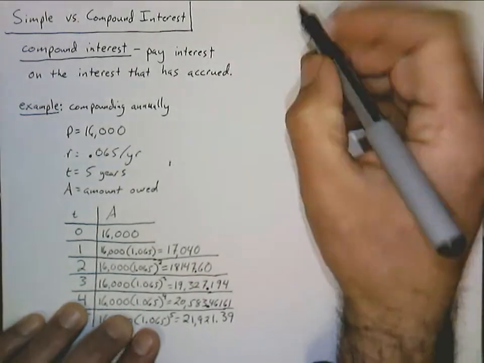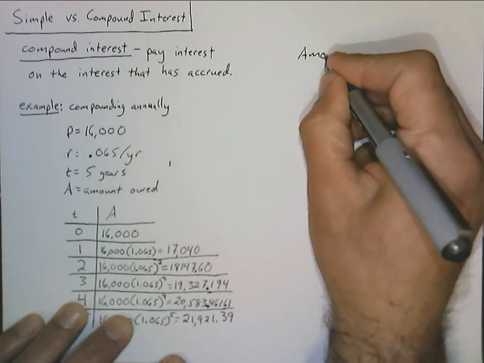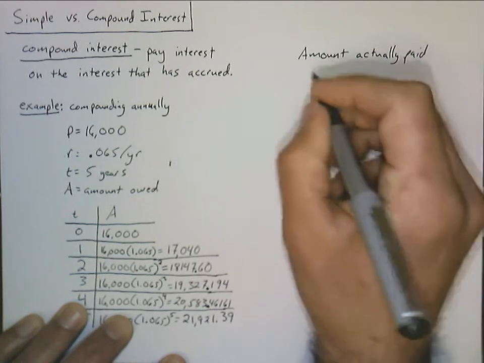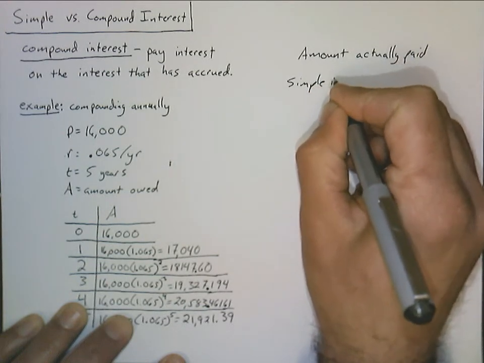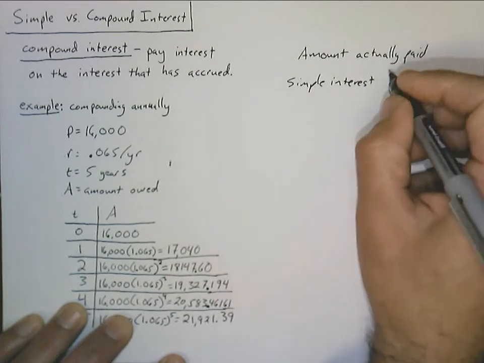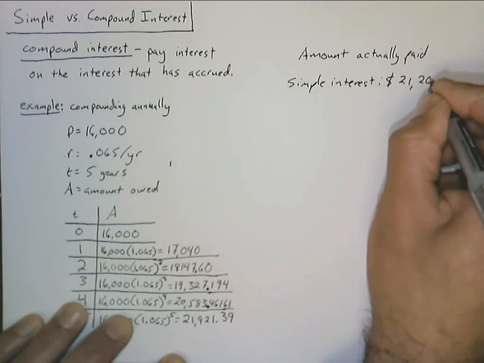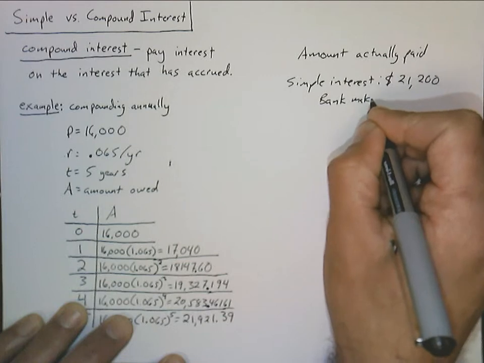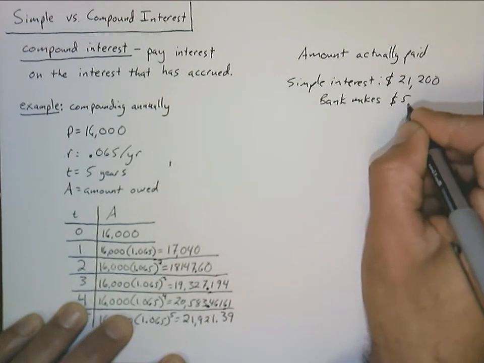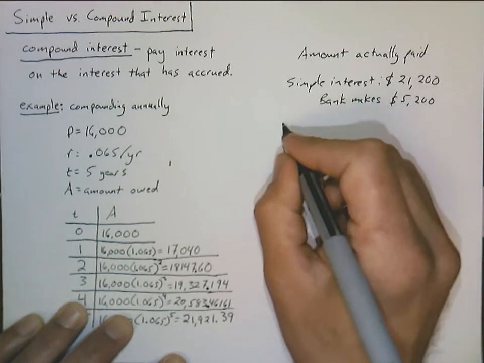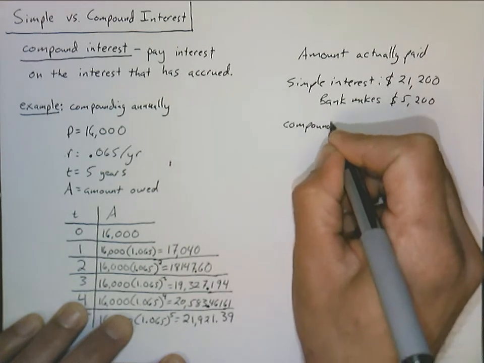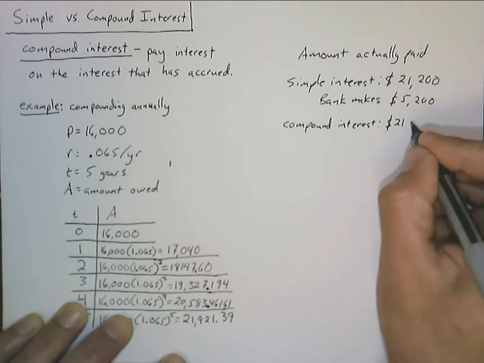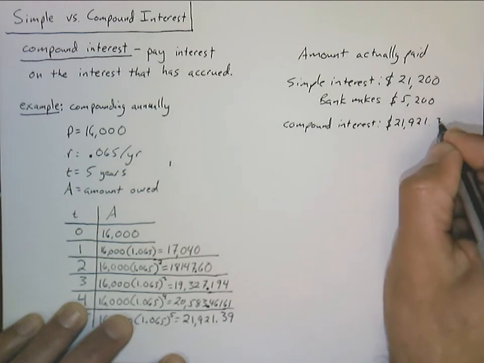Okay. So let's compare this to our simple interest. The amount actually paid for the car under simple interest, we had to pay back $21,200, meaning that the bank actually makes that interest of $5,200. By switching up to compound interest, all of a sudden, we end up having to pay back $21,921.39.